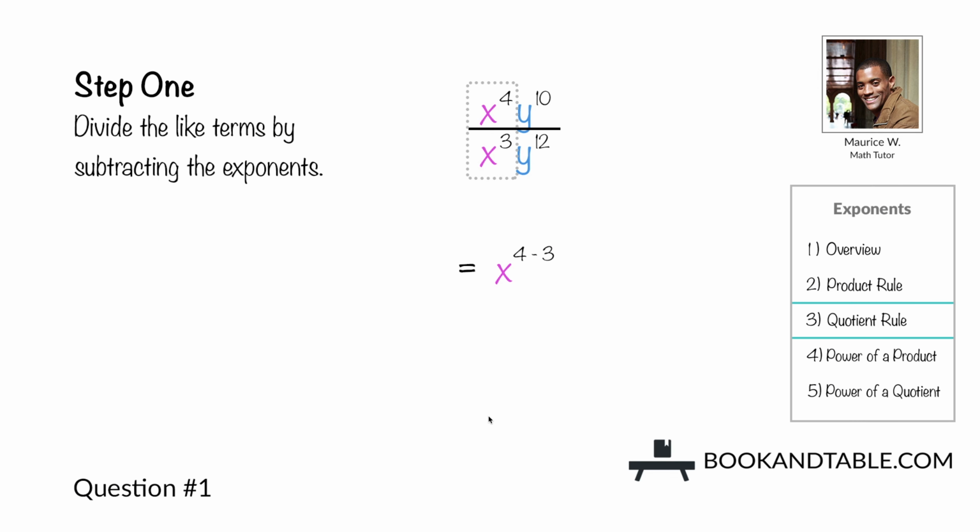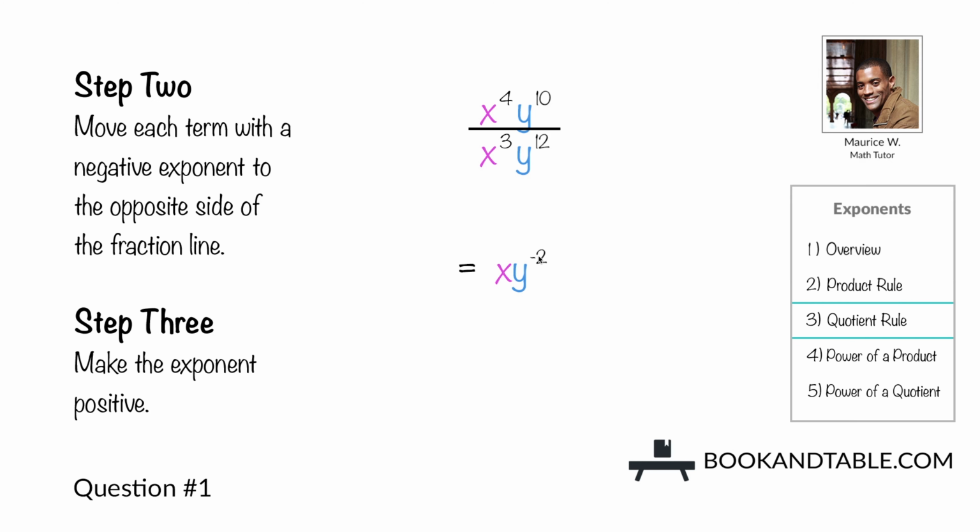Question number 1, step 1, divide the like terms by subtracting the exponents. So you are going to divide x by x. So we have x to the 4th divided by x to the 3rd. When we subtract the 3 from the 4, we get x to the 4 minus 3, which is 1. So that's just x. You divide your y term by the other y term. y to the 10th divided by y to the 12th is equal to y to the 10th minus 12, which is negative 2.